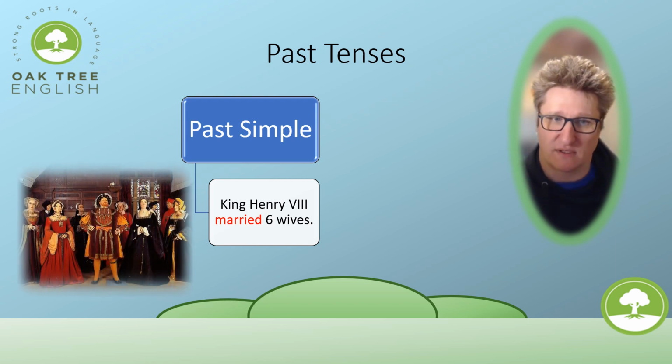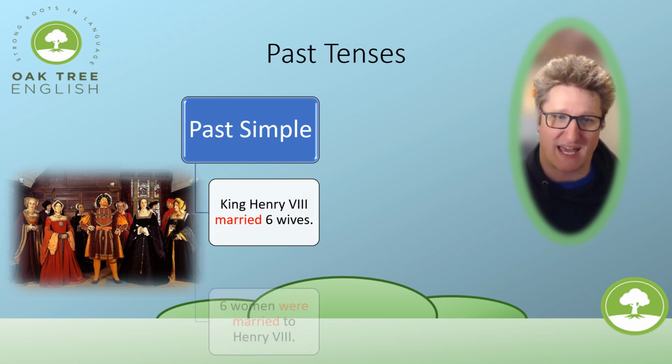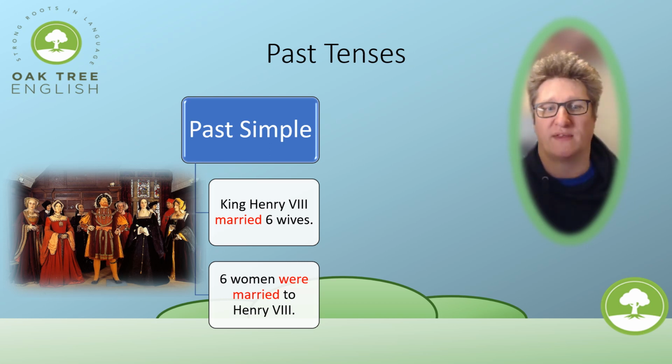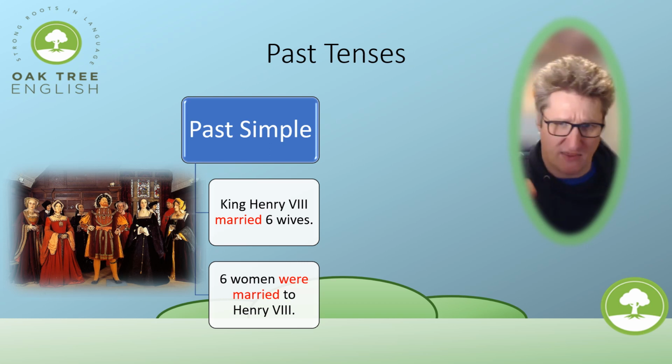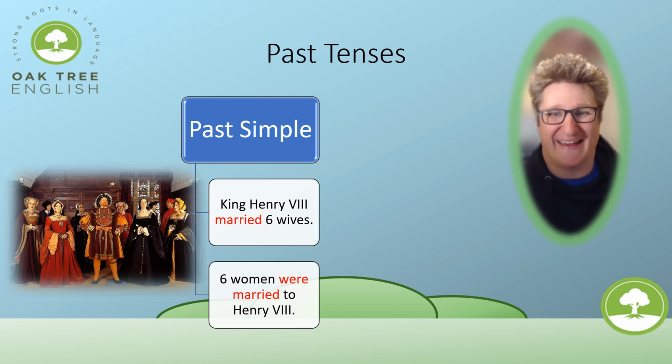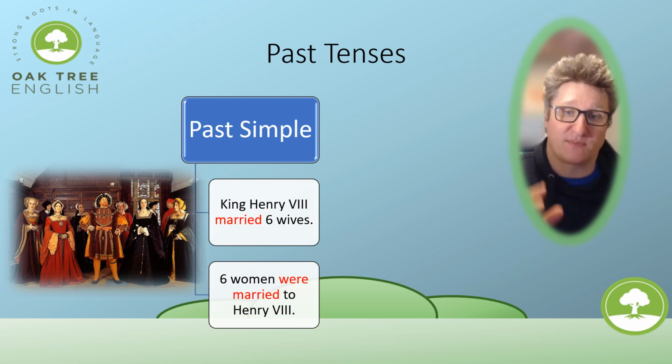However, you could just as easily say that 6 women were married to Henry VIII. Were married, passive voice, the auxiliary be followed by the past participle. This married is one of those regular verbs, well, fairly regular verbs, where the past participle and the past tense are actually the same.